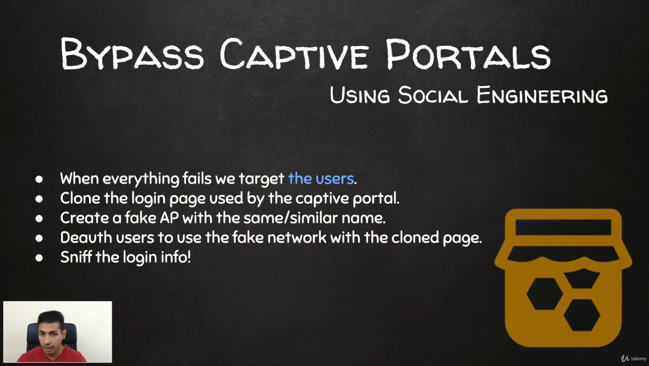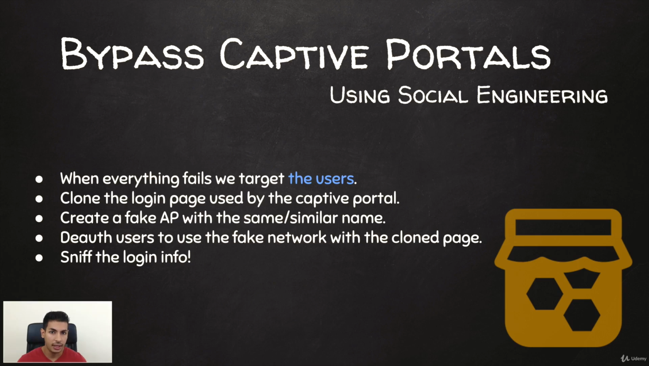We're going to make a website that looks exactly like the website that they use when they first connect to that network. Then we're going to create a fake network, an access point, that has the same name or a similar name to the target.